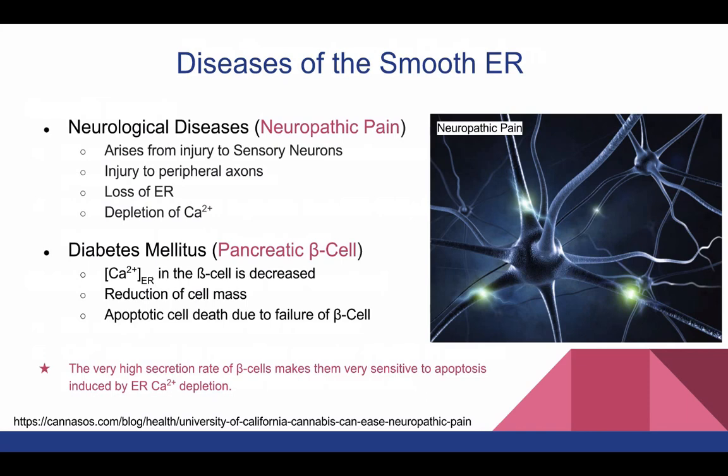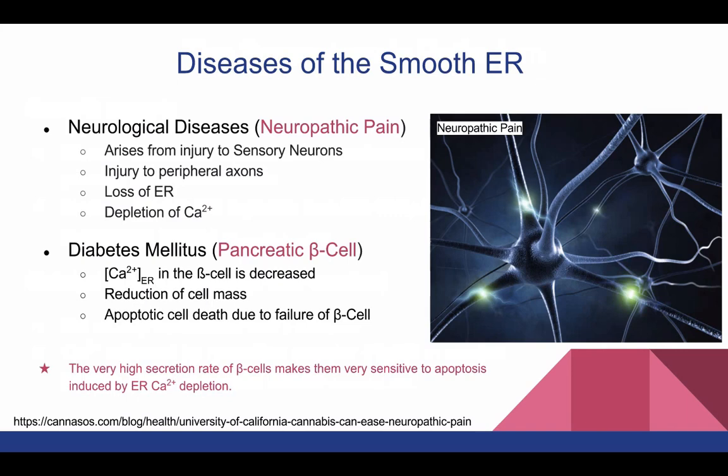There are many different disorders associated with the SR, so we have selected a few prevalent diseases where the cause and effects are well researched. Neuropathic pain is a neurological disorder in which pain arises due to nerve injury. This occurs when the soma, or the cell body of a sensory neuron, is affected by injury to the peripheral axons. This results in depletion of the ER calcium concentration and the gene SERCA.